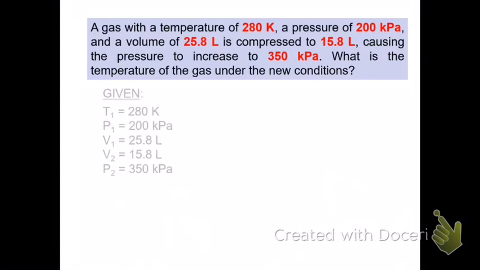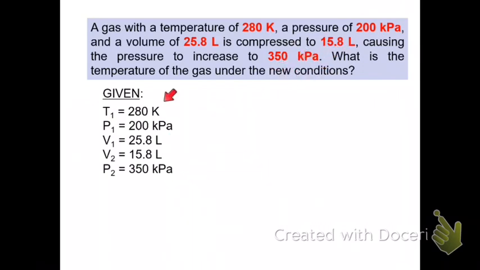And so these are the given conditions here. We have initial temperature of 280. We have an initial pressure of 200 kilopascals, initial volume of 25.8. And then it says that you compress this, so you change the volume, it decreases to 15.8, increasing the pressure to 350 kilopascals. What is the temperature of the gas under the new conditions?